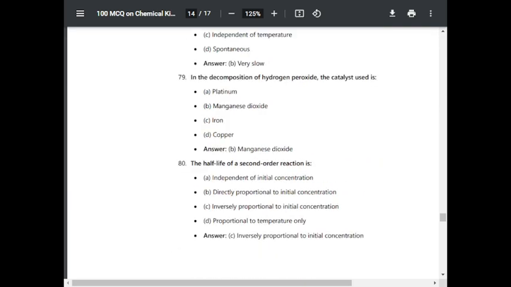Question number 79. In the decomposition of hydrogen peroxide, the catalyst used is: option A, platinum; option B, manganese dioxide; option C, iron; option D, copper. The correct answer is B, manganese dioxide. In the decomposition of hydrogen peroxide, the catalyst used is manganese dioxide. That is, option B is correct.